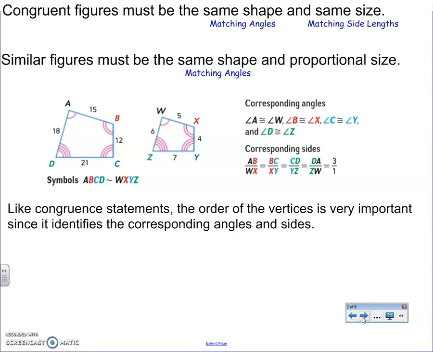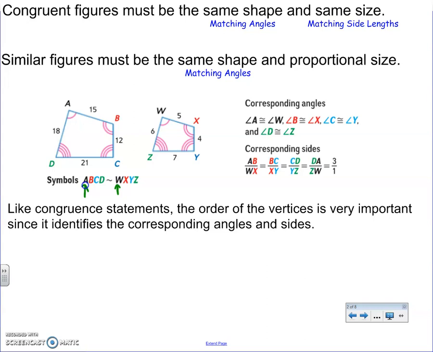Here's an example. Notice these two shapes have four same angles. All the sides are different, but they're proportional. So we have corresponding angles. Remember, order matters. The first letter equals the first letter: A equals W. Second letter, B equals X. Third letter equals third letter, C equals Y. Fourth letter, D equals Z. So those are equal because they're congruent.